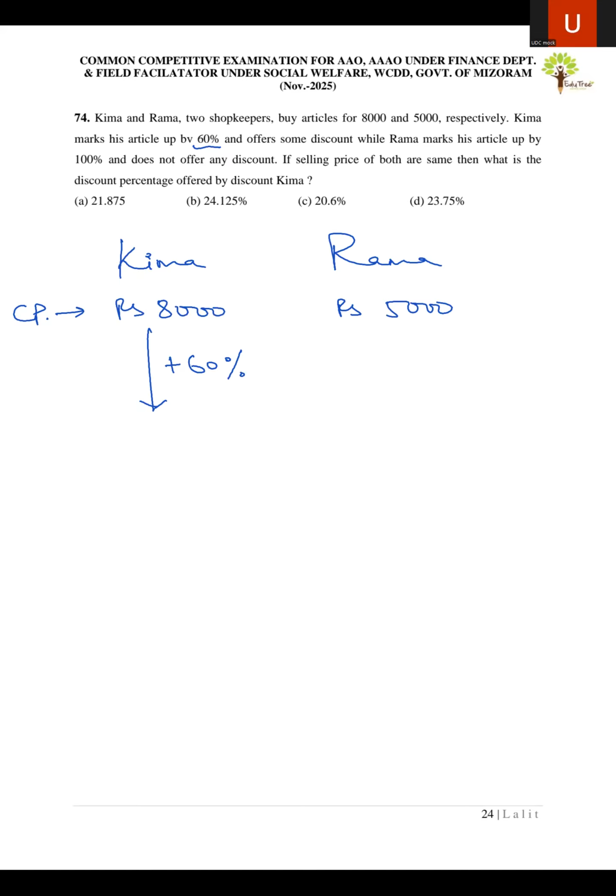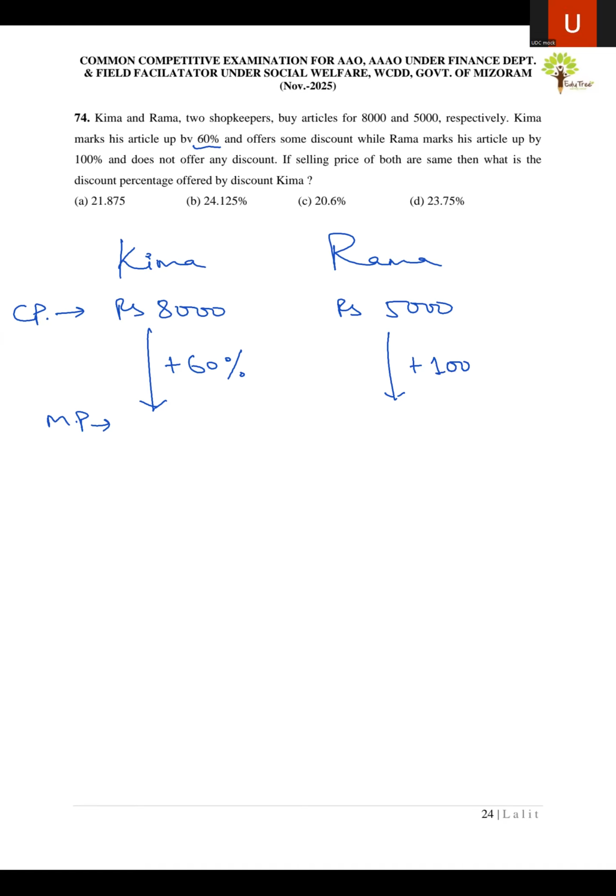So the question is, Kima and Rama, two shopkeepers, buy articles for rupees 8,000 and 5,000 respectively. All right, let us say this is the cost price. So cost price is 8,000 and cost price is rupees 5,000. They're saying Kima marks his article by 60%. That is, he increases the price by 60%, and offers some discount, while Rama marks his article up by 100%.